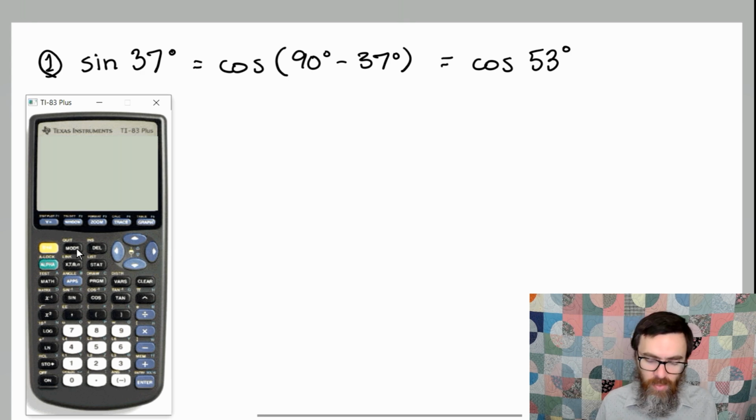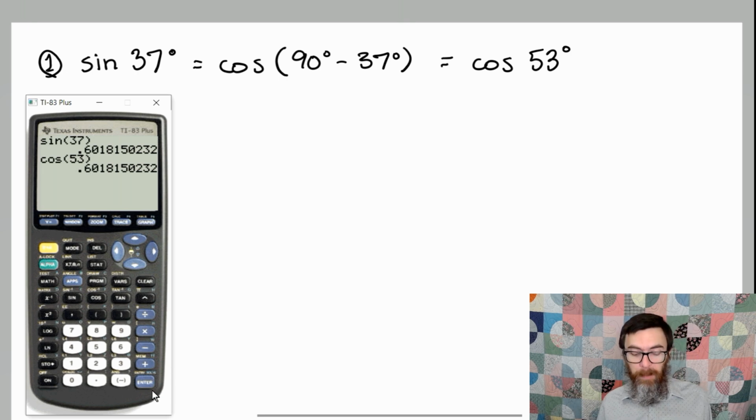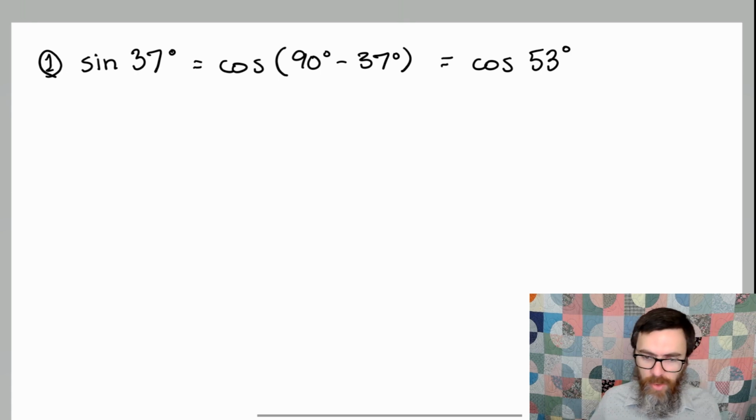All right, so let's check with the graphing calculator so that we can verify that we have the same values. So if I do sine of 37, we get this decimal. The decimal is not really all that important, but we do want to check to make sure that that's the same thing as the cosine of 53. And you see that it is. So this is great. We can see how these cofunctions work together. All right, back to our examples.